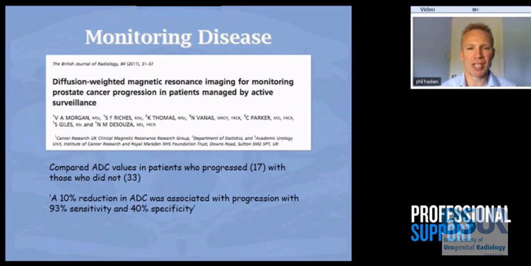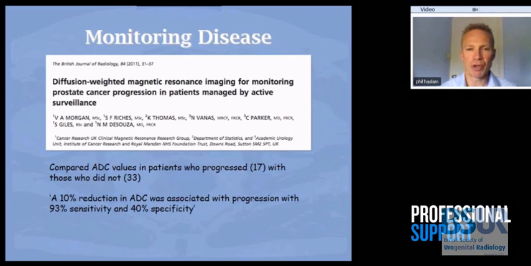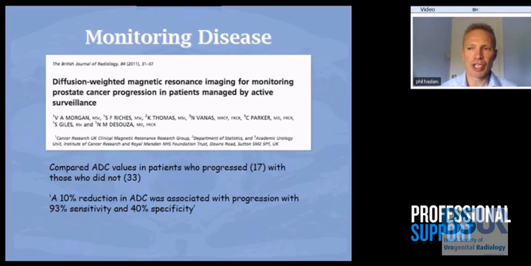Can we monitor disease with MRI? This is quite a nice paper looking at quite a small number of patients where they looked at the ADC values in patients who were on active monitoring or surveillance. And they showed that when the ADC value reduced, it was associated with progression in these patients. So when the tumour appeared to get darker on the ADC map, now remember you need to look at these with the same parameters and the same windows, otherwise you could be fooled, that's showing that the tumour is progressing. So that's a good way to change your management or to intervene.